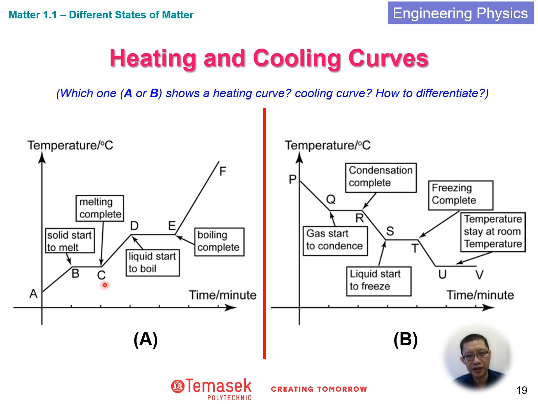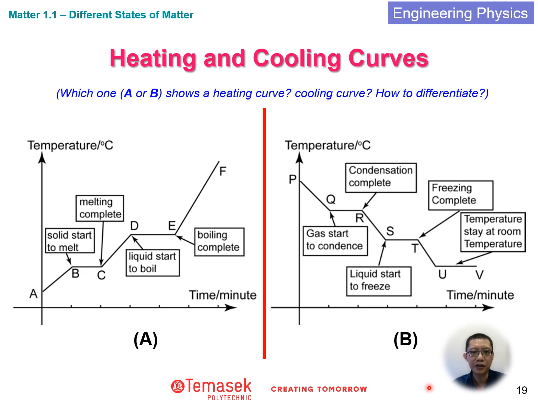From B to C, the temperature remains constant as the substance undergoes a phase change from solid to liquid. Once melting is complete at point C, the temperature rises again until the liquid reaches its boiling point at D. From D to E, the liquid starts boiling and remains constant as it turns into gas. After boiling completes, the temperature rises further as seen in segment E to F.